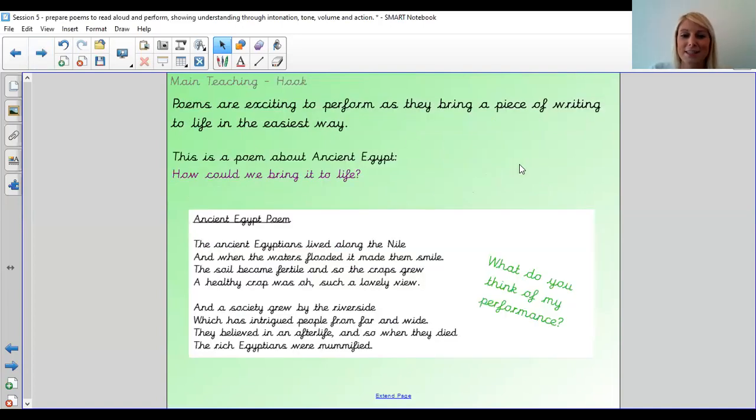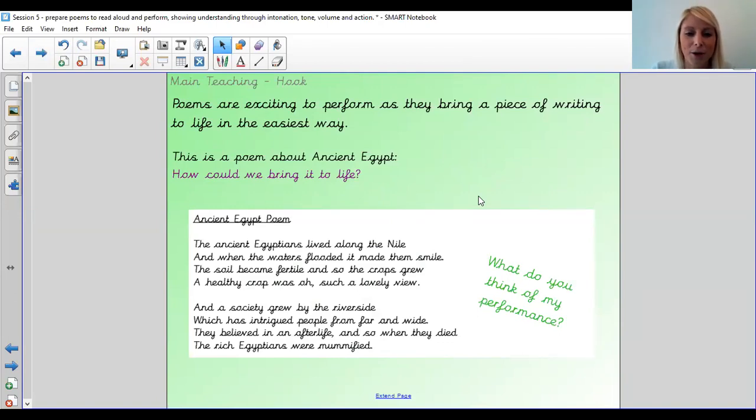Poems are really exciting to perform as they can bring a piece of writing to life in the easiest way, just using yourself. You don't need loads of equipment, you don't need props, you don't need to dress up, you don't need to do anything, just use your voice and your body language to perform that poem. So we found a poem for you about ancient Egypt, and I wondered how you might bring this poem to life. I'll just read you a couple of verses here, and then I'm going to have a go at performing it myself as well.